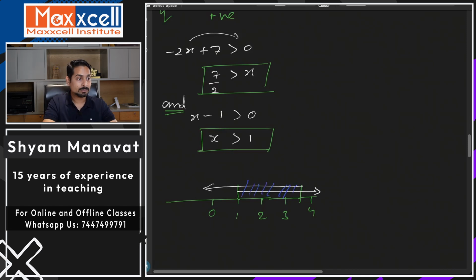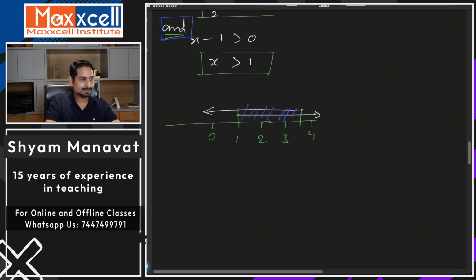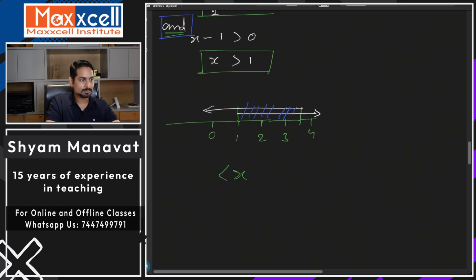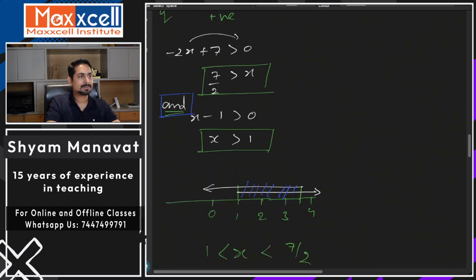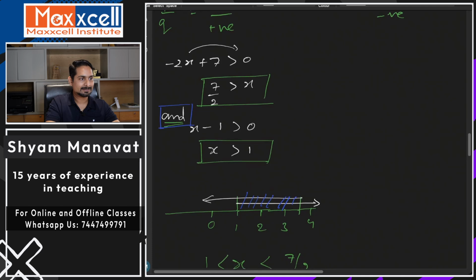Do you understand why we are looking for the common values between them? Because we have the conjunction AND. Wherever you have AND, you look for the common solution, the common values which satisfy both conditions. So here you got the conclusion of the first case: x more than 1 and less than 7 by 2. Fine. Similarly, let's try the second case.